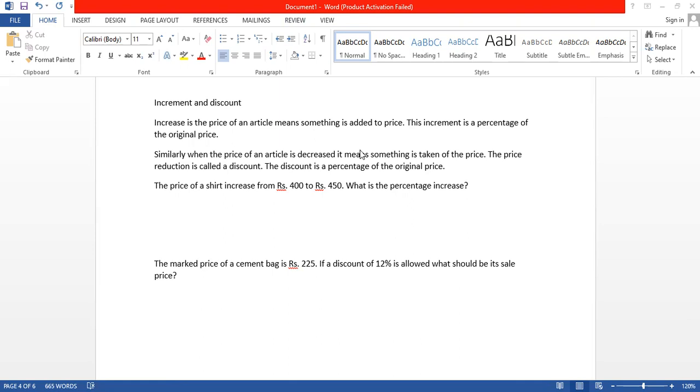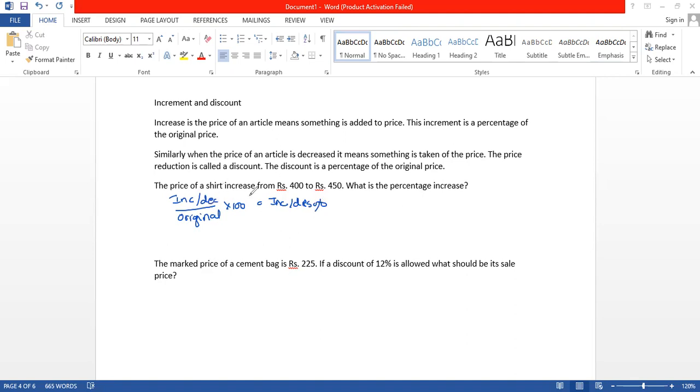Now, how do we calculate this percentage increase or decrease? For this, the formula is, okay. So basically, whatever is your increment or deduction, it is going to come in the numerator, and whatever is the original price will always come in the denominator and multiply it by 100. This would give you the increment or discount percentage.